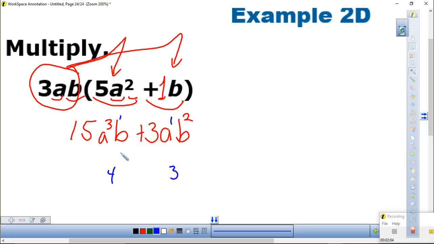So now let me ask you, can we combine any more? No. Let me show you why not. This one is a cubed. This one is a to the first. This is b to the first. This is b to the second, so they're totally different variables. So at that point, we are done.